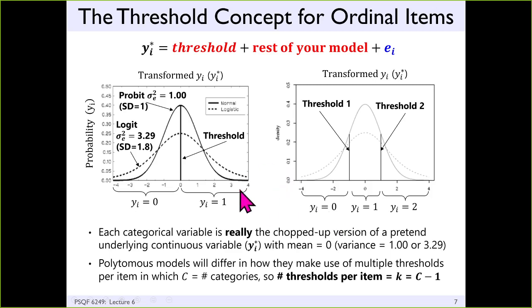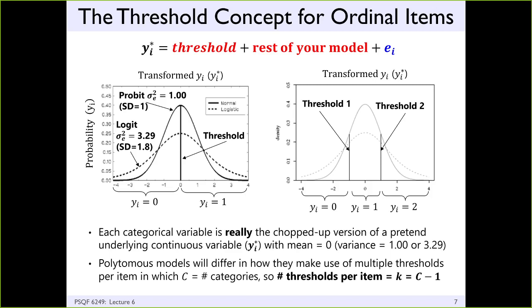So we're relying on the idea of a continuous underlying item response still as the distinction between logit and probit. If you think that the underlying continuous response that gave rise to your categorical options has a logistic distribution with a variance of 3.29, that's your logit link. If you think the continuous underlying response has a normal distribution with a variance of 1, that is a probit link.